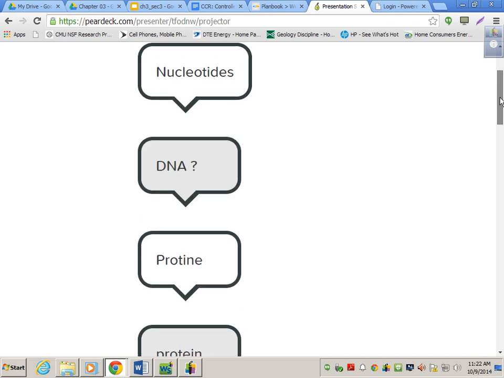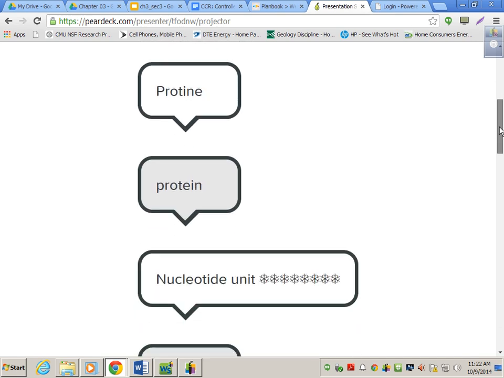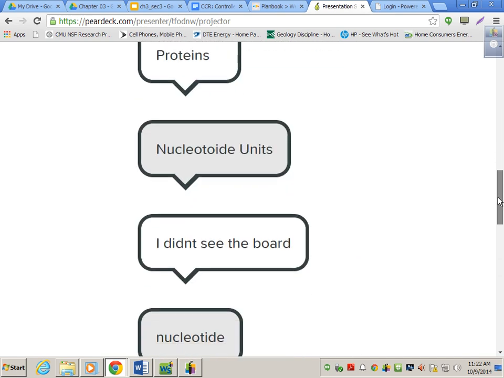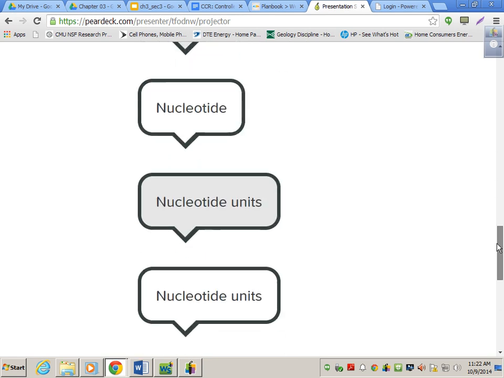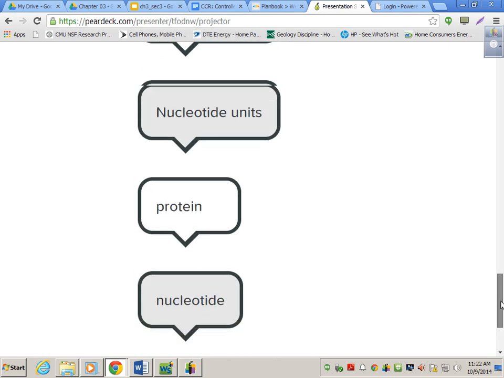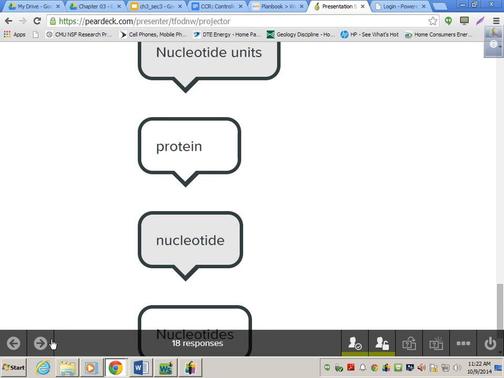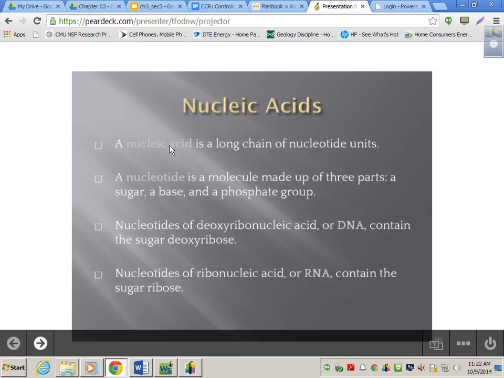So the nucleotides is the correct answer, right? Nucleotides are those monomers of, I don't know where proteins came from, because it was out of that sentence I just had on the board, right? Let's hop back to it. Nucleic acid is a long chain of nucleotide subunits. Therefore, nucleotides are the monomers of nucleic acids. Nucleic acids are the polymers in the nucleic acid world.